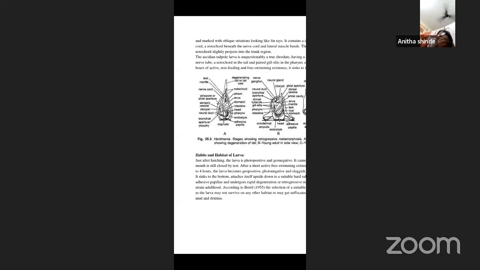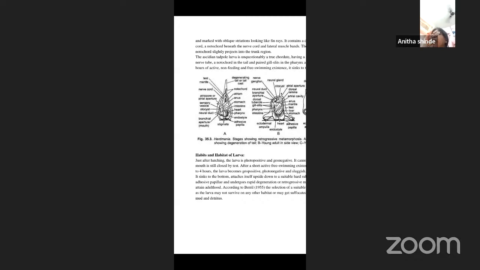So when it is about to attain the adult stage, it needs to first select a solid substratum where it can survive. That is how the tadpole larva of Herdmania is transformed into an adult. During the larval stage, it has all the chordate structures, but later important features like the notochord, the pharyngeal gill slits, and the nerve cord degenerate. Initially it is photopositive and geonegative. After 3 to 4 hours, it becomes photonegative but geopositive.